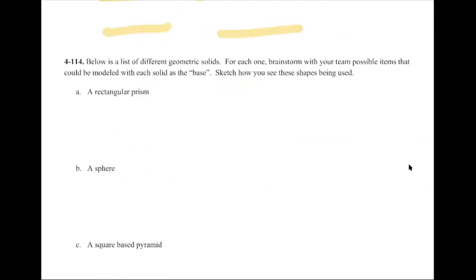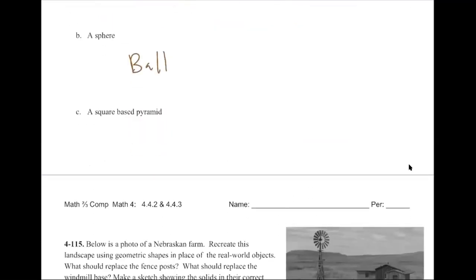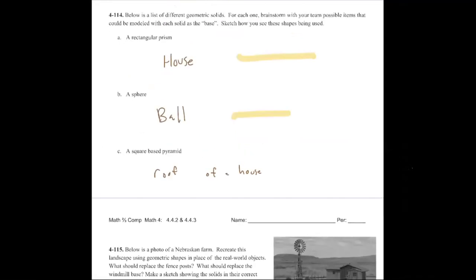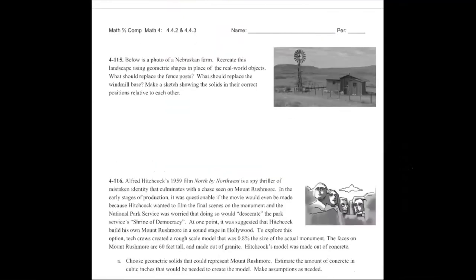Below is a list of different geometric solids. For each one, brainstorm with your team possible items they can model with each base. So for me, I can make a house. I can make a ball. A square base pyramid. I guess you could do the roof of a house. What can you come up with? Come up with your own.